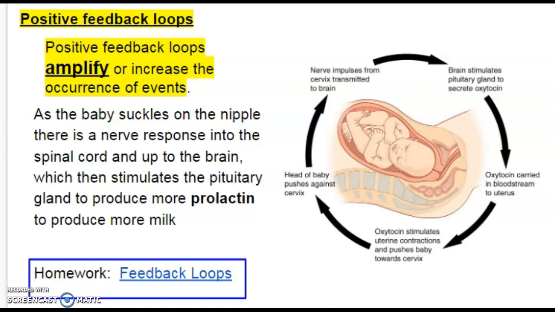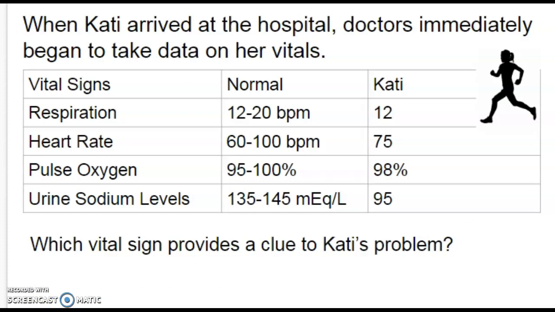So let's talk about Katie that was running that London Marathon. Let's look at her vitals. When she went in, her respiration was around normal. It was a little low, but it's 12, which is in the normal range. Her heart rate was 75, which is also in normal range. Pulse ox was 98, which is very close to what you need to be. Now, her sodium levels, which are salt, were very low.